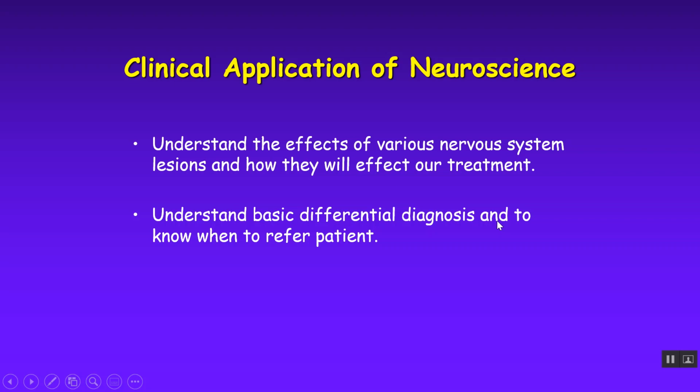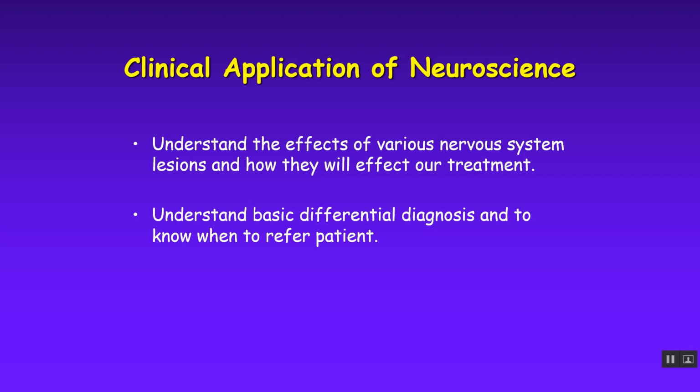So, clinical application of neuroscience. What are we studying neuroscience for as a physical therapist? We want to understand how various nervous system lesions, especially, will affect our treatment and the presentation of our patients. Also, as a doctoring profession, we have to do some basic differential diagnosis and know when to refer our patients and when we shouldn't be seeing them or when they would benefit from some other healthcare professional.